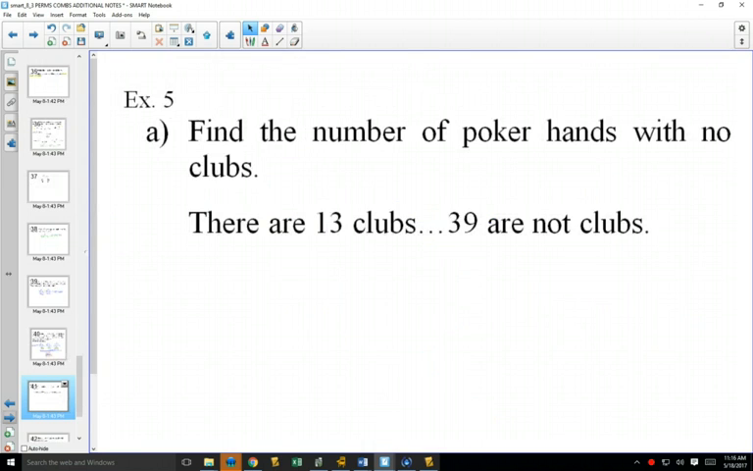So we've already learned that there are 52 choose 5 poker hands in total. A number of those have clubs in them. So what would I have to do to count all the ways of not getting clubs? Because I want to count the number of poker hands with no clubs. How could I do that?